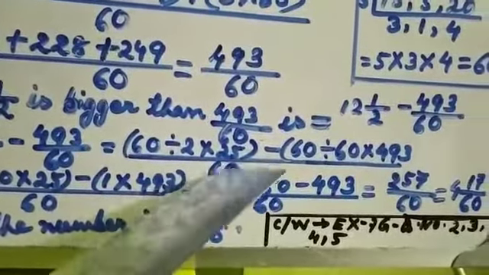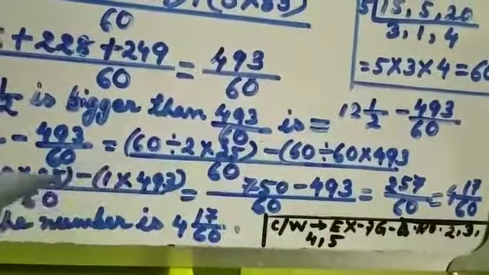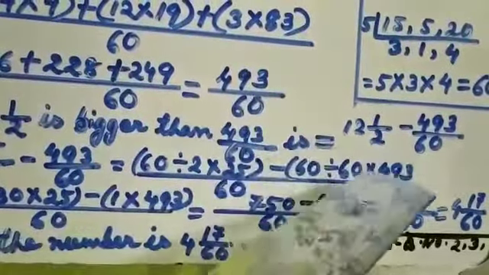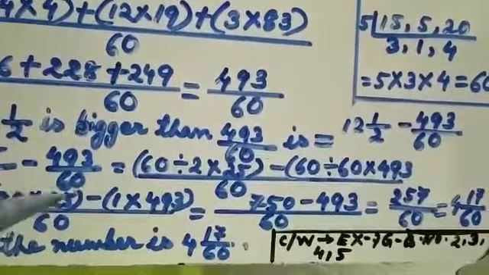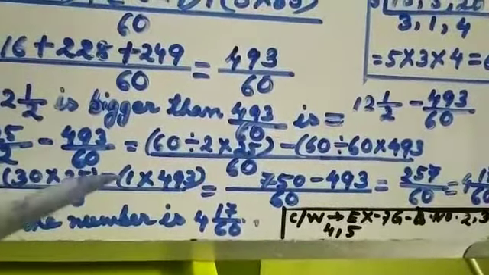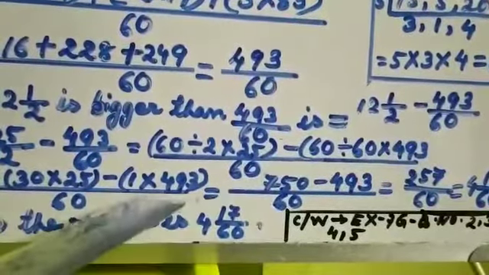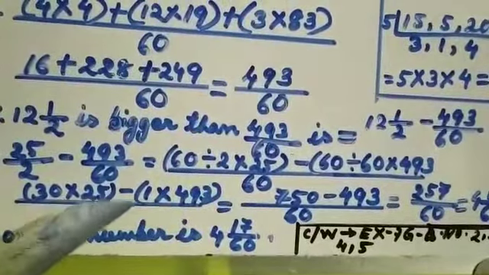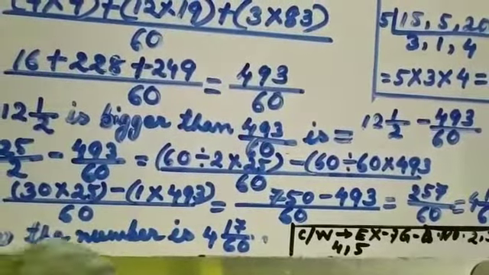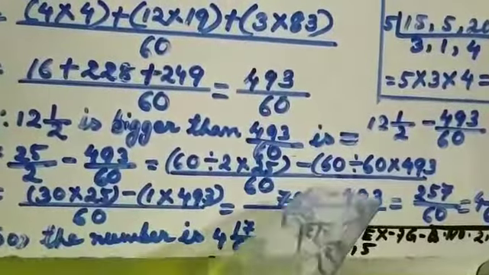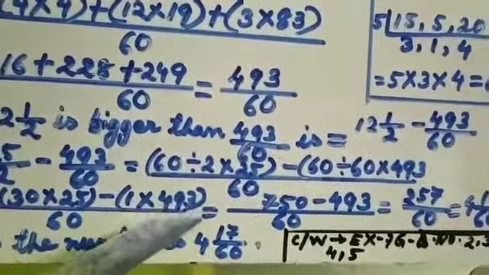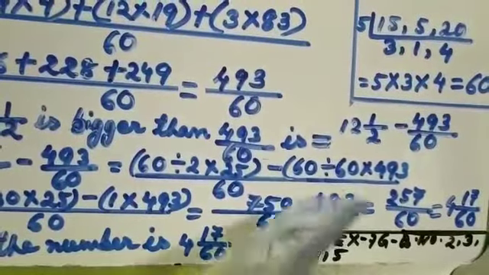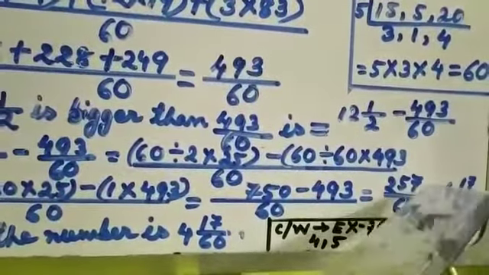If you do LCM, you will get 60 as LCM. Clear? So 60 divided by 2 multiplied by 25 minus 60 divided by 60 multiplied by 493. Okay? Now, 30 into 25. I can do verbally, but if you can't, you will do rough work. See here, 25 zeros are 0, 25 threes are 75, so 750. This one, 493 into 1 means 493. So 750 minus 493 divided by 60. If you subtract, what you are getting is 257 by 60.